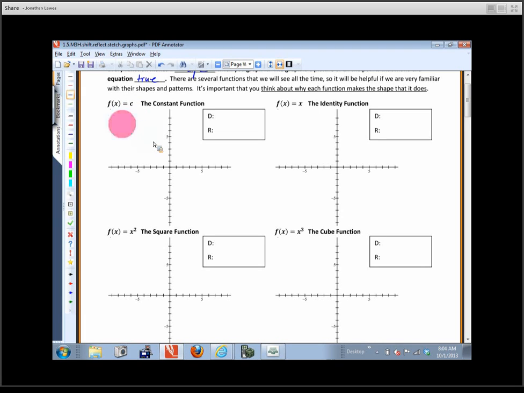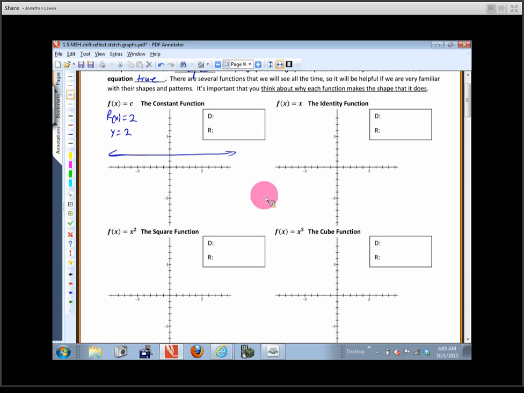So let's do a particular number. Let's do f of x equals 2. Now remember, y is the same as f of x, so if I wanted to, I could write this function this way, y equals 2. And what shape does that make? Horizontal line, okay? And the reason they call this a constant function is because y is always 2, because y is constantly 2. Another reason would be it doesn't increase and it doesn't decrease as we go from left to right. It's always constant. It's always 2.